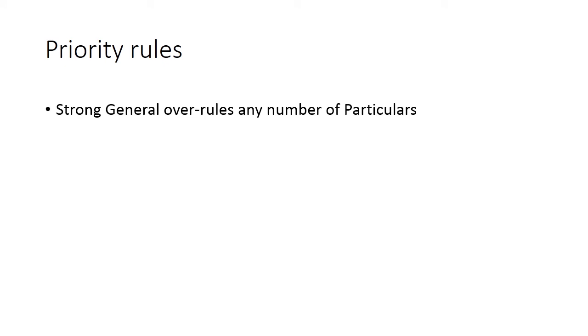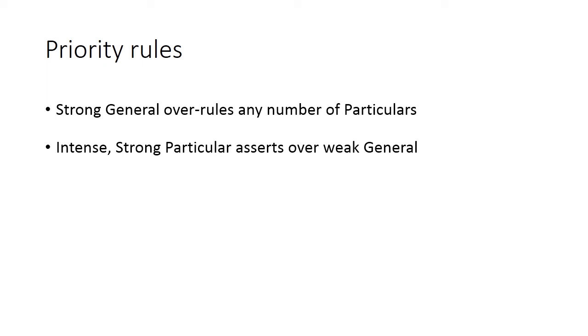Strong generals overrule any number of particulars. So if there's a burning sensation in two or more parts, then of course it's the general that's going to overrule any particular or location. An intense or strong particular can assert over a weak general. That's another important point, because the intensity or the pace is of greater importance to us in determining the kind of remedy. For instance, aconite has a very fast pace of onset of symptoms, whereas bryonia and gelsemium are slow-paced remedies in the onset of their symptoms.